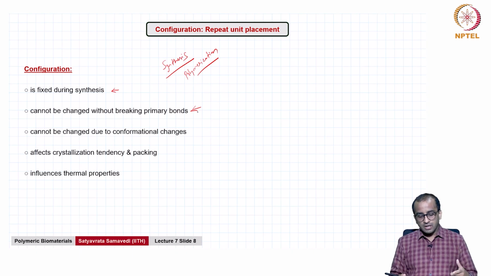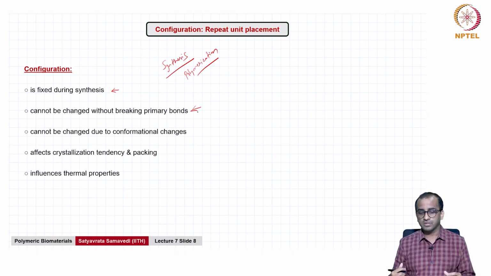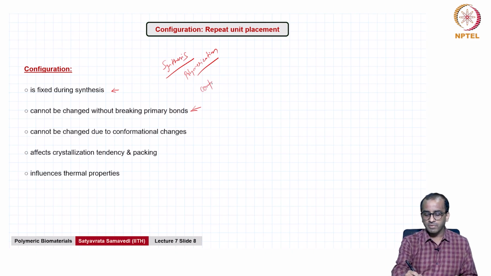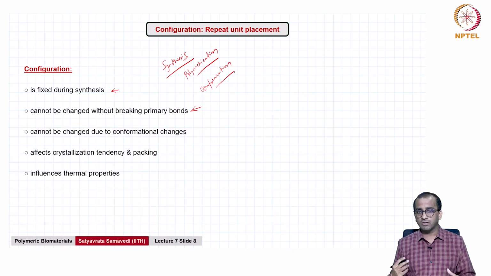Configuration, like we just saw, cannot be changed without breaking primary bonds. So, the primary bonds that make up the polymer itself have to be broken in order for you to change configuration, and that is not easy at all. So, configuration is largely fixed once the polymer is synthesized. Another word that you will often come across with polymers is this word called conformation. You will often hear this in the context of proteins, protein conformational behavior.